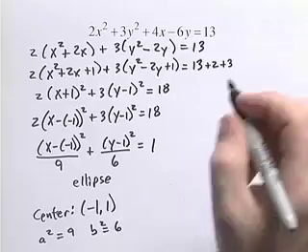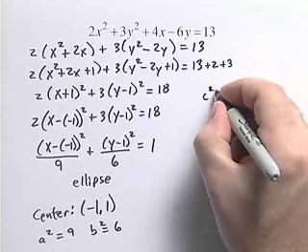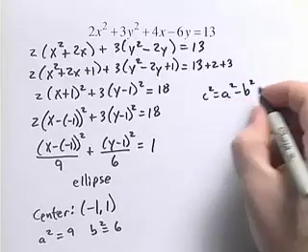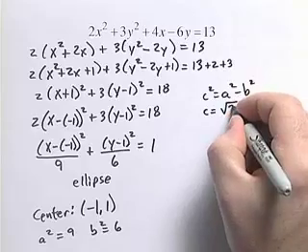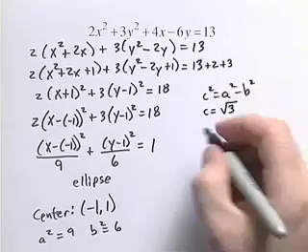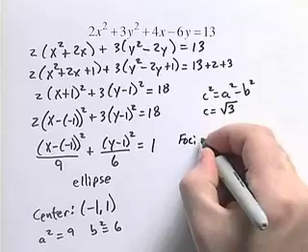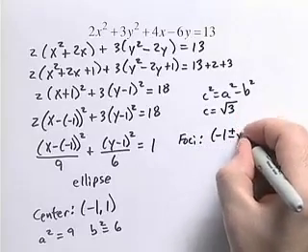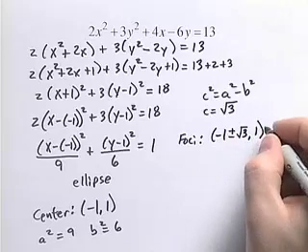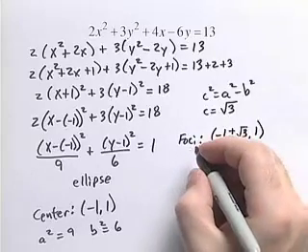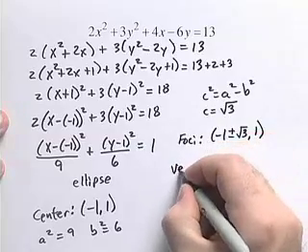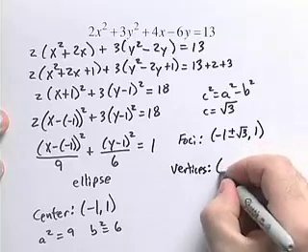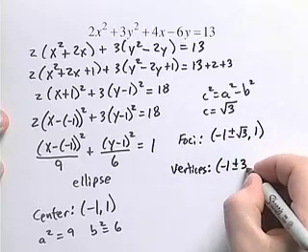Using that, we can find out what c is. Since c squared equals a squared minus b squared, we'll get that c is equal to the square root of 3. The foci for our ellipse are going to be at negative 1 plus or minus the square root of 3, comma 1. The vertices of our ellipse are going to be at negative 1 plus or minus 3, comma 1.